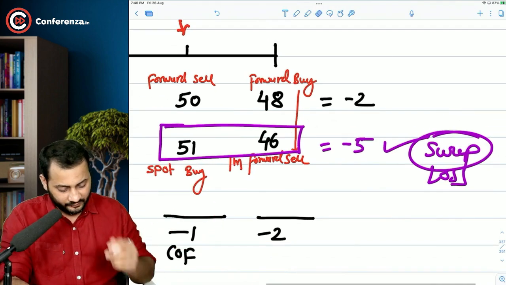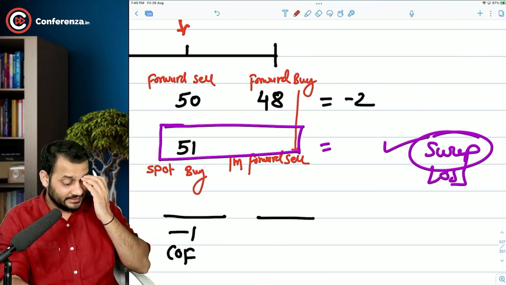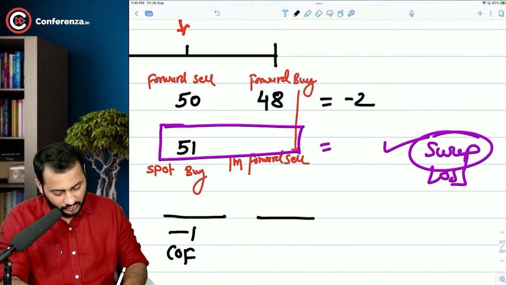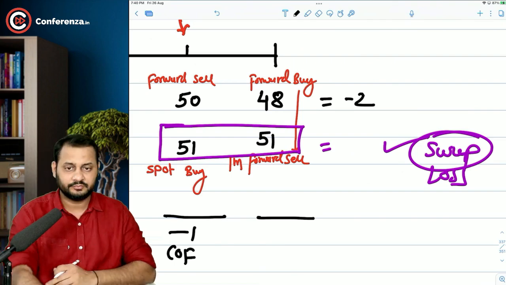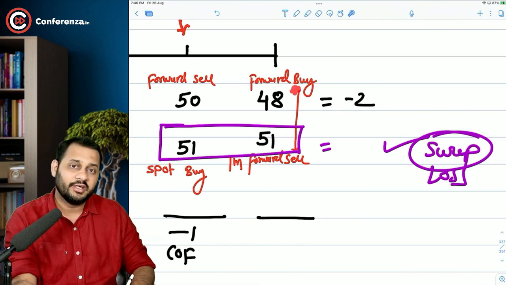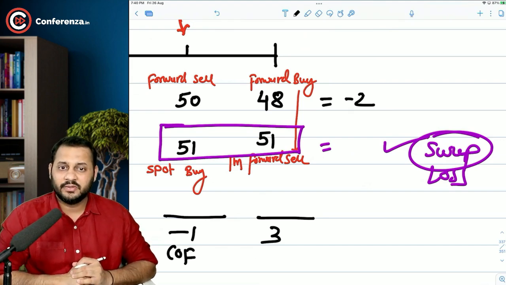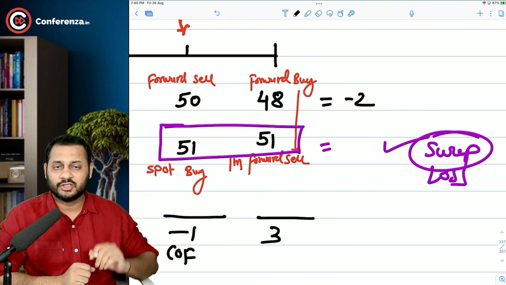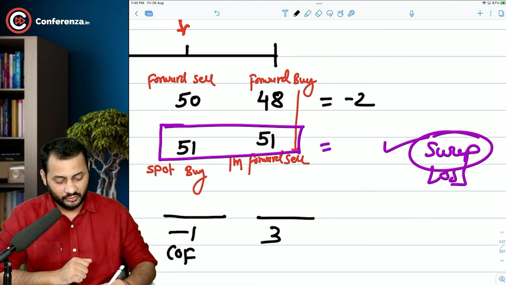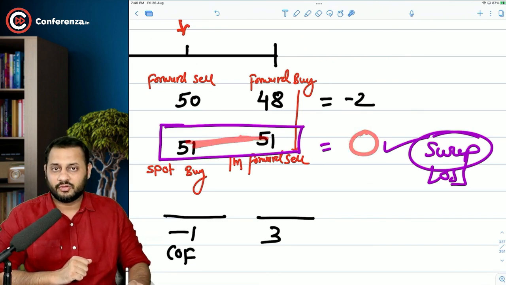Okay, one more thing. Let me change the answer. Instead of 46, let's say, what if the company or the bank would have sold those dollars at 51, the dollars that they purchased from the interbank market? In that case, there is a profit to the bank of 3 rupees. So practically speaking, -1, +3 and -2. All the losses have been set off with the profit, and you can also see there is no difference between these two. So there is zero profit or loss.